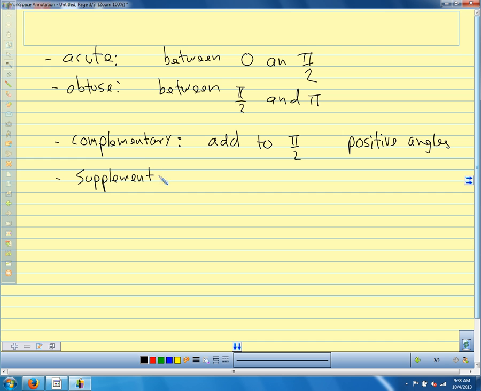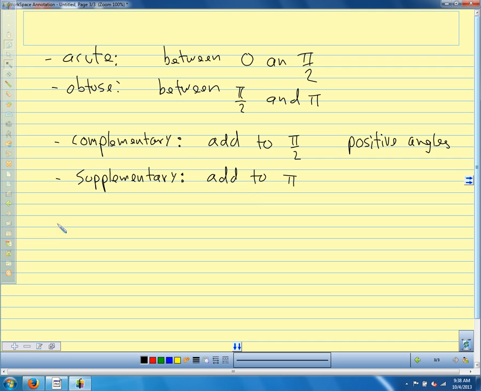How about supplementary? Add to pi radians. So if we're given an angle and we want to find its complement, what do we do? Subtract from pi over 2. And to find the supplement, subtract from pi. And remember, we're talking about positive angles. Nothing too complicated here, just remembering some vocabulary.